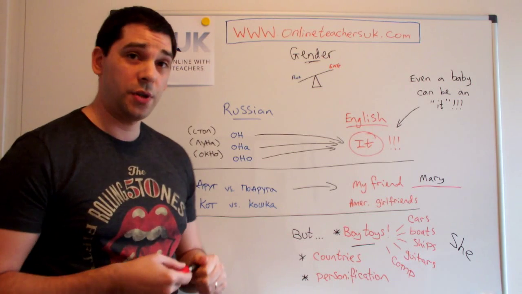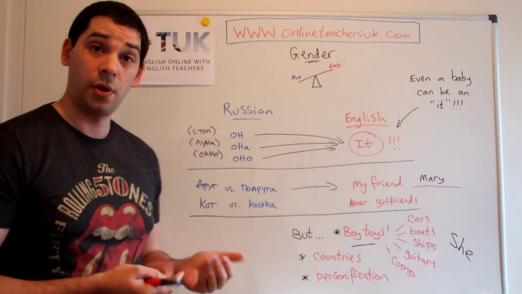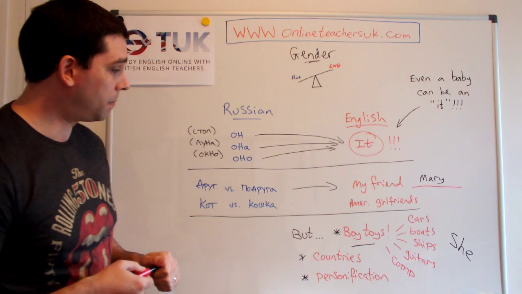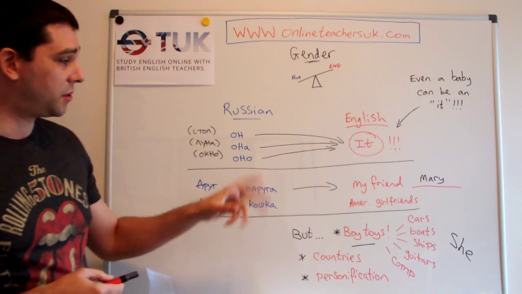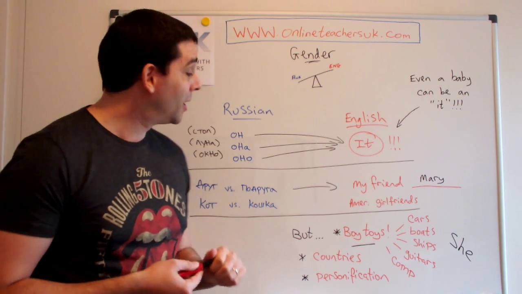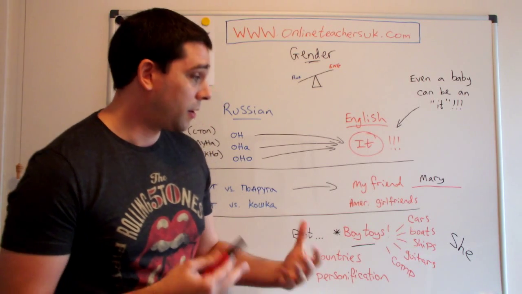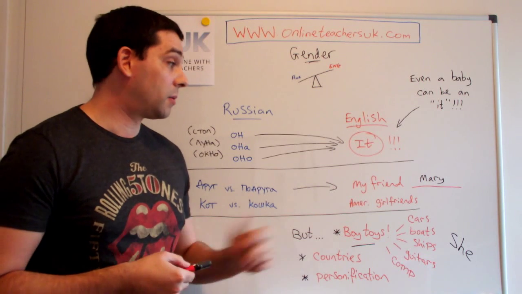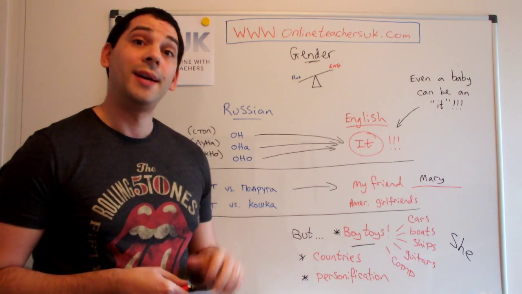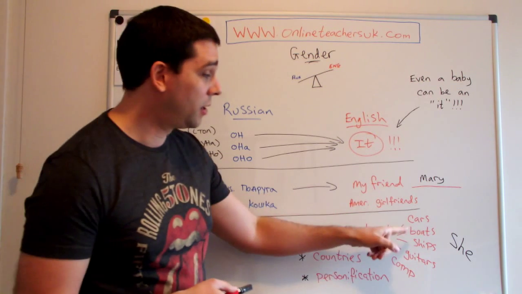Another interesting one is countries, so you could say something like America and her allies. Another one is what we call boy toys. I categorise these as things that men go crazy about, apart from women. Cars, if you had a very nice sports car that you bought the other week, you could say, well, what do you think of my sports car? Isn't she a beauty, right? So you could refer to her as she.